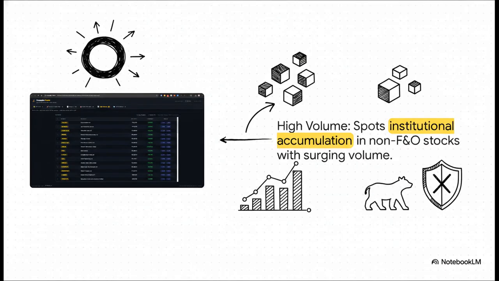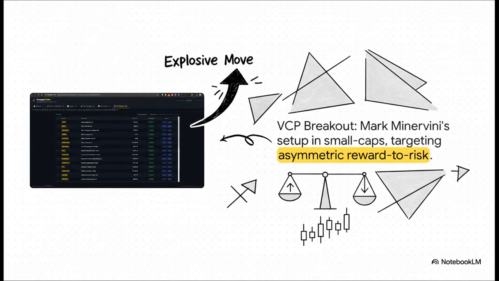It scans for stocks with volume surging way above the 20-day average. But here's the crucial little detail. It automatically filters out F&O stocks. This gives you a much cleaner signal of genuine buying in the cash market, away from all the noise of derivatives trading. And finally, we have the VCP Breakout tab.